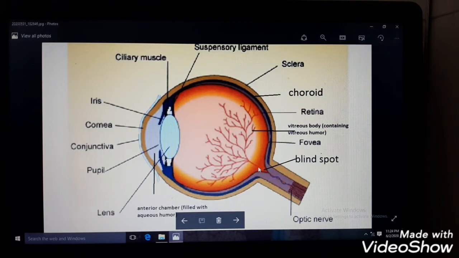Next comes your yellow spot. Do you know what the yellow spot is? Actually, this is your fovea, this yellow spot. It is a point on the retina at which only cone cells are present. Here only cone cells are present, and cone cells means which are color sensitive. That is why we have given it a name.